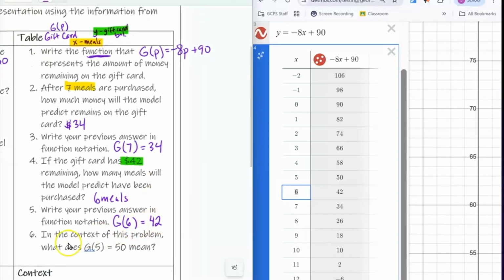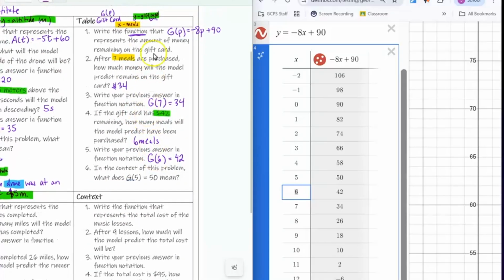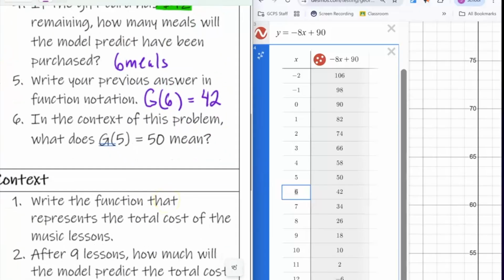In the context of the problem, what is G of 5 equals 50? Knowing that G is my gift card, X is the number of meals, and Y is the gift card balance, write this sentence in any order that you want, as long as you use all of it. So I'm going to start here. My gift card balance was $50 after 5 years. I like that one, so that's the one I'm going to stick with.